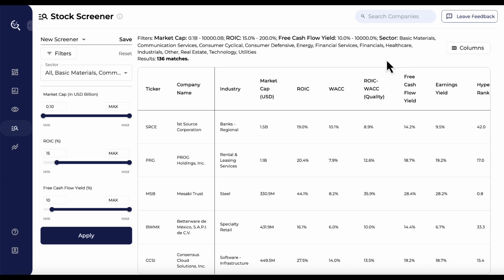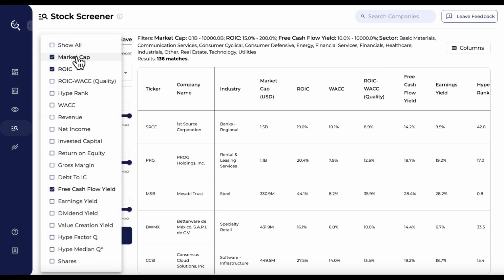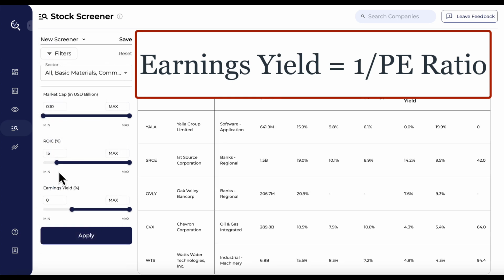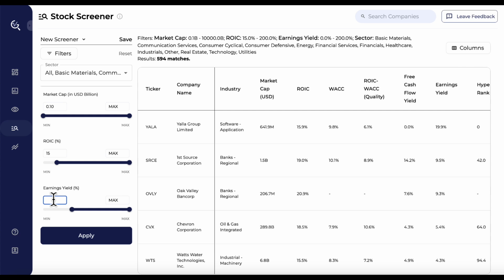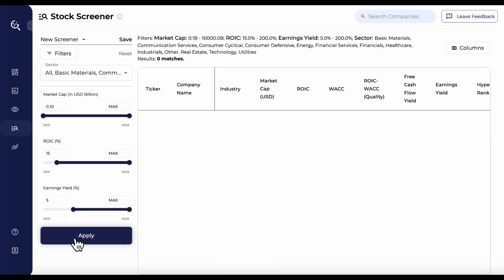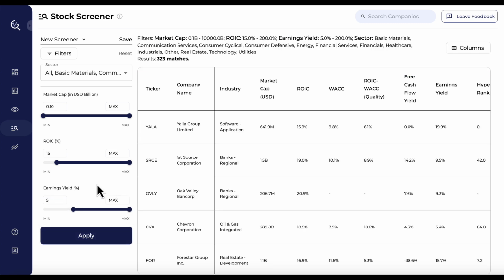Now, let's say you were interested in a different metric. For example, instead of free cash flow yield, let's say you like the PE ratio or the earnings yield. So now we're comparing companies that have ROIC above 15% with an earnings yield, let's say, above 5%. So remember, the PE ratio is the inverse of the earnings yield. So a 5% earnings yield means a 20x PE ratio. So let's look at companies in this case that are above 5% earnings yield, meaning PE ratio below 20.